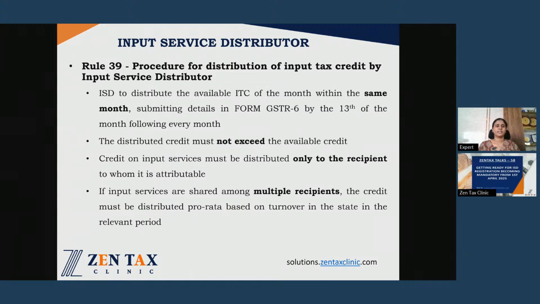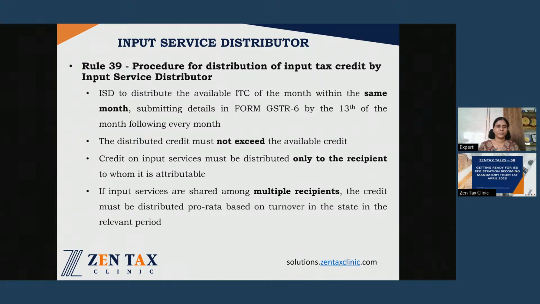The next rule is that Rule 39 provides the distributed credit must not exceed the available credit. For this, we can take an example. If a head office has received any consultancy services for which the GST charged is rupees 50,000, then they are eligible to transfer only to the extent of 15,000. They cannot transfer more than the credit which is available to them.